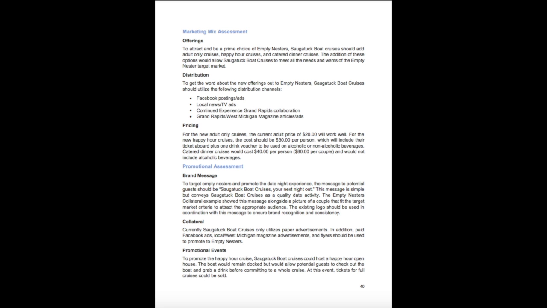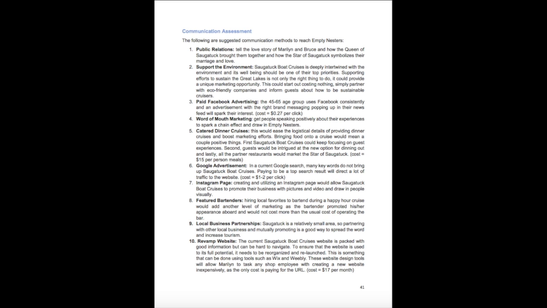A good goal is to use this marketing plan to increase business from empty nesters by 110 couples, which is approximately 1% of the estimated population in the area. To do this, I would suggest implementing new cruise options such as an adult-only happy hour cruise or a dinner cruise option, and also offering entertainment on board by partnering with local bands and musicians.